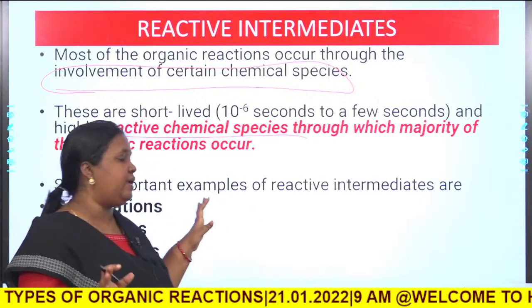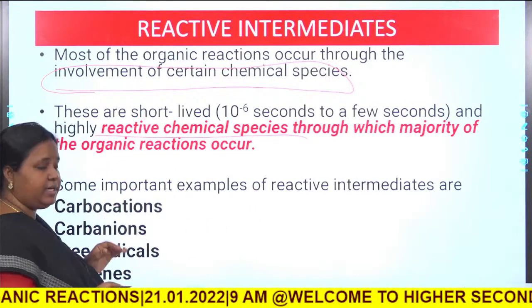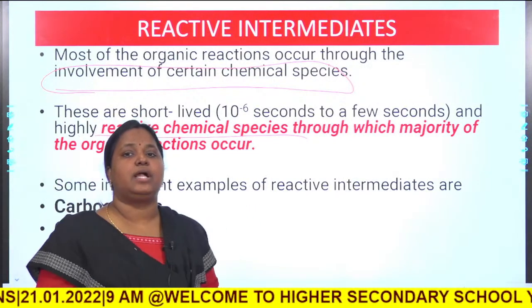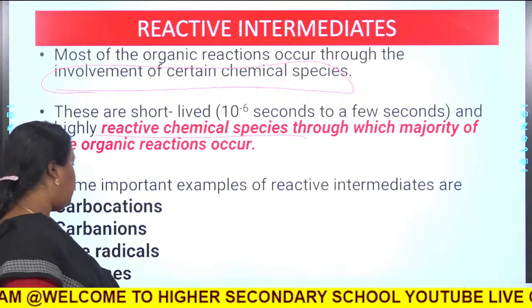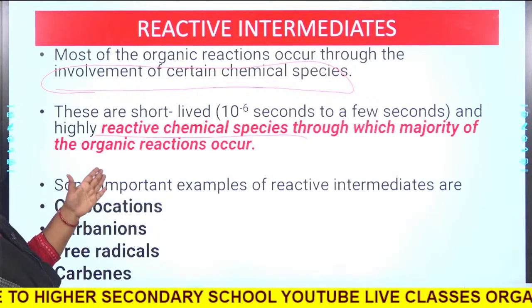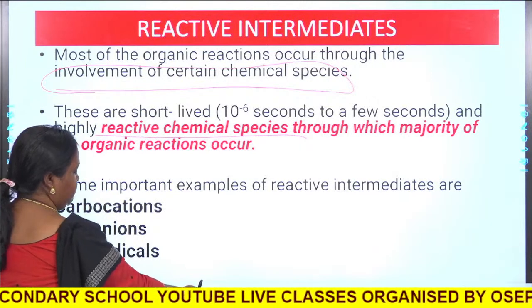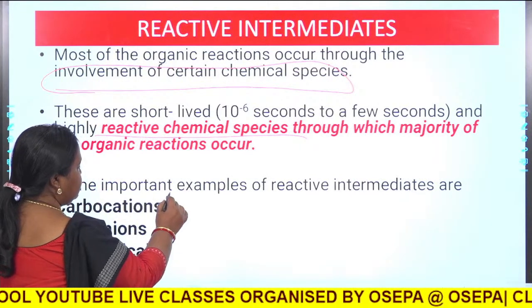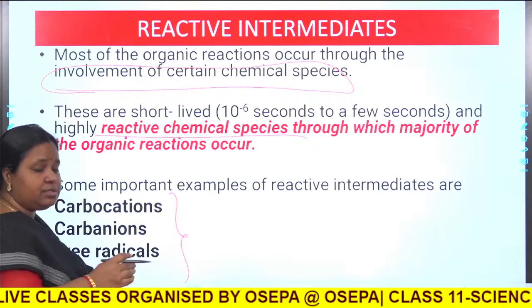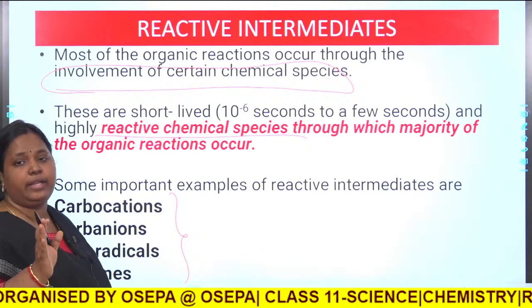Some reactive intermediates are your carbocations, carbanions, carbenes and free radicals. We will discuss one by one. These are the species through which usually most of the organic reaction proceed.